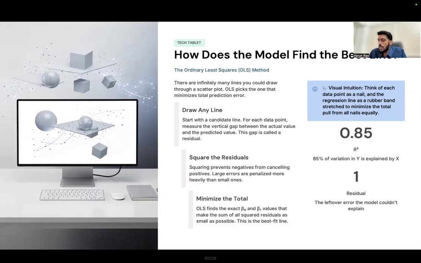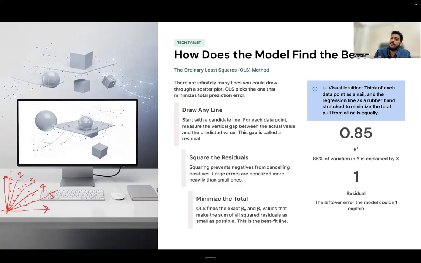Let me draw a small graph for you. So this is a graph. Here I have multiple data points on the graph. As you can see, I have drawn 5 lines: 1, 2, 3, 4, 5. Now, of all these lines, which is best? How do we know that?